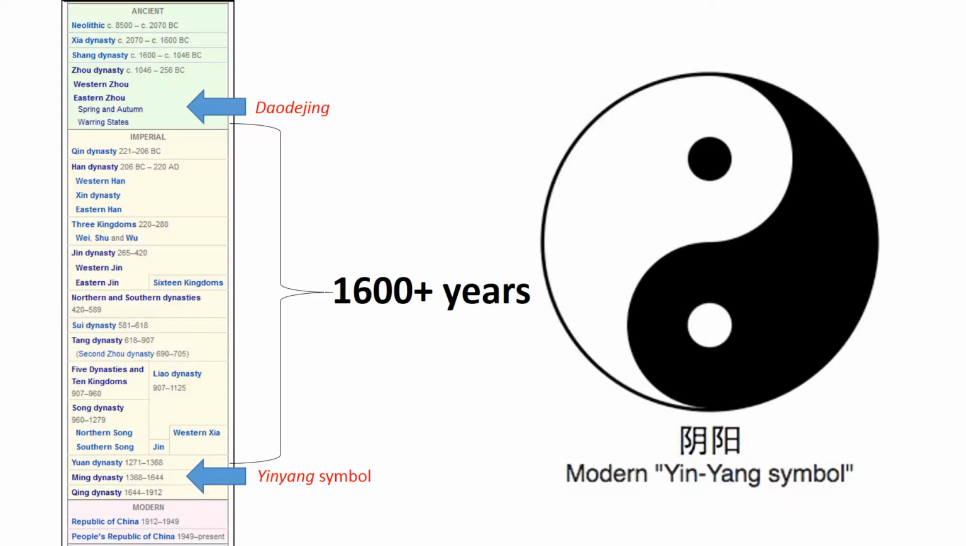Most people mistakenly associate this very modern yin yang with an ancient school of philosophy known as Taoism, especially with a text known as the Tao Te Ching. But the version you see here actually evolved over many centuries. In fact, it took more than 1600 years after the Tao Te Ching for something like the modern yin yang to appear.